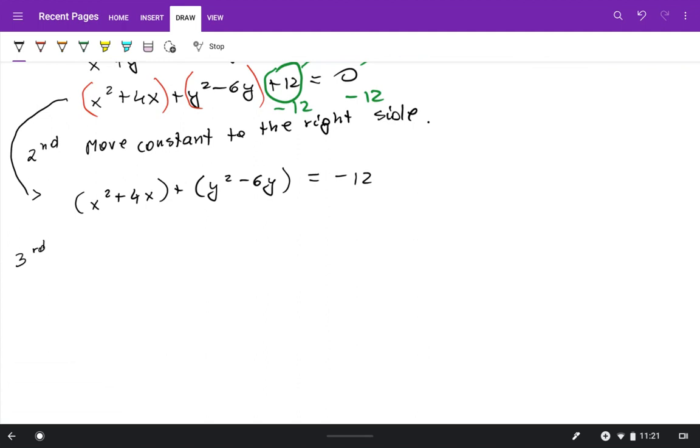So the third step will be calculate b over 2 from each group.